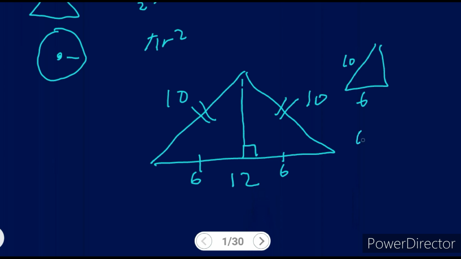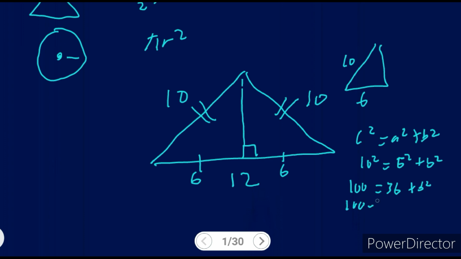So we know according to Pythagoras theorem, c squared is equal to a squared plus b squared. Then c is 10, so it's going to be 10 squared is equal to 6 squared plus the unknown side, so 6 squared plus b squared. Then this is going to be 100 is equal to 36 plus b squared. Then we're going to have 100 minus 36 equals b squared.